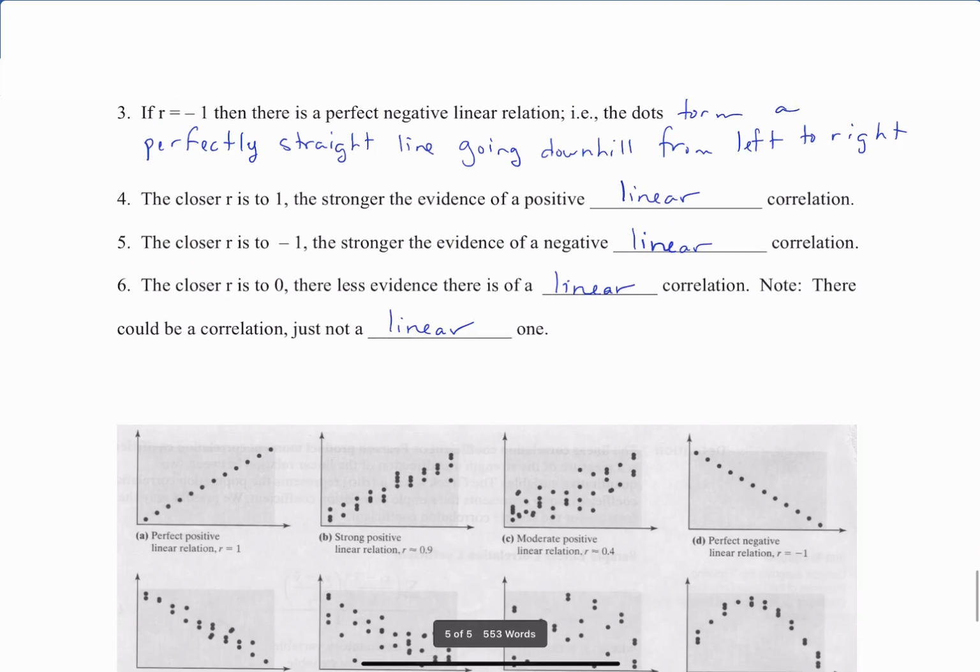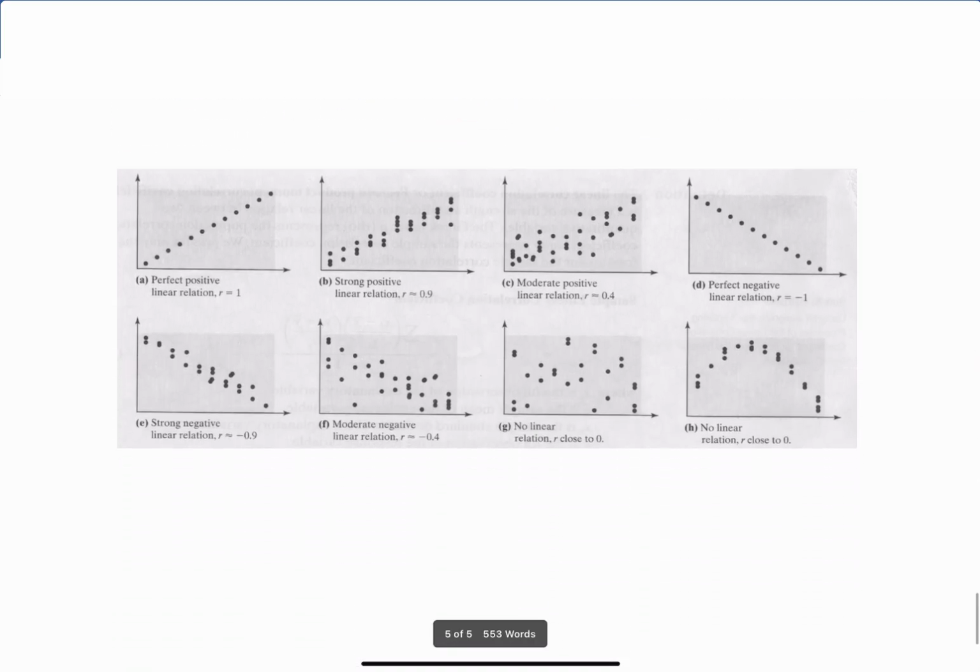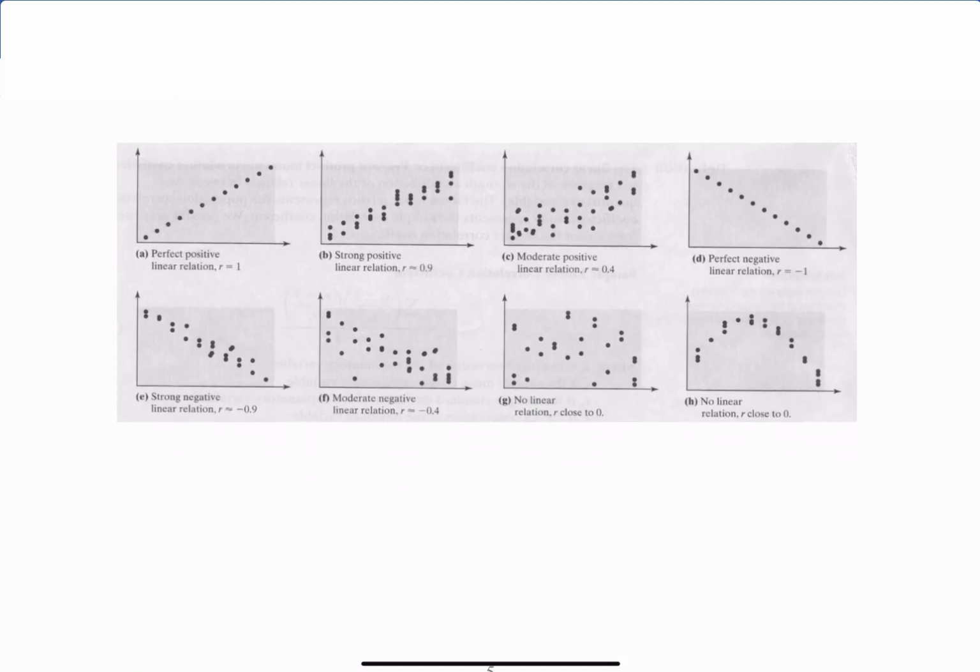So let's see some pictures of that. The first one is an example of a perfect positive linear correlation. The dots line up in a perfect straight line, and the r value is 1. On the other hand, if you look at the last one in the first row, the dots again line up in a perfect straight line, but they're going downhill. So this is a perfect negative linear correlation, and the r value is -1.